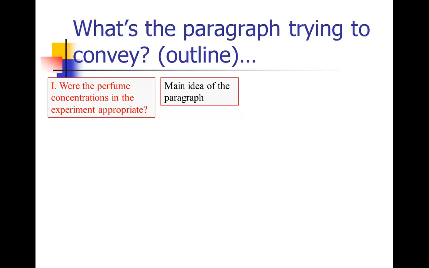So first I got to ask myself, well, what was the main idea of that paragraph? What were they trying to get at? So I think what they were trying to get at here was just asking the questions, because it's a possible limitation of the study, whether or not the perfume concentrations that they picked in their experiment were appropriate. If they didn't pick good concentrations, that could have greatly affected the results. So they're trying to tell you that they did an okay job at picking the concentrations in this paragraph.